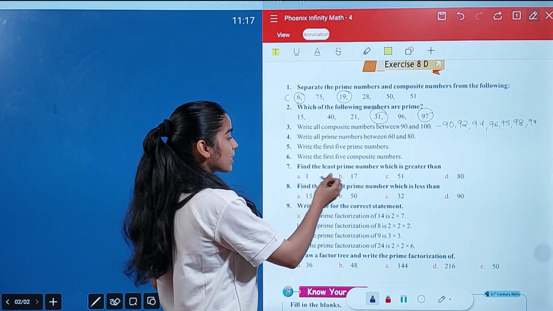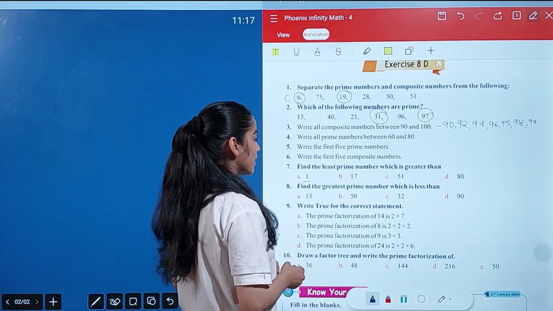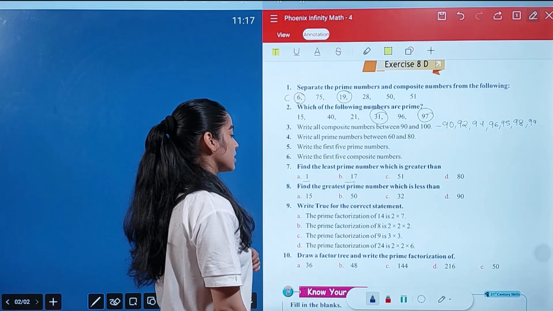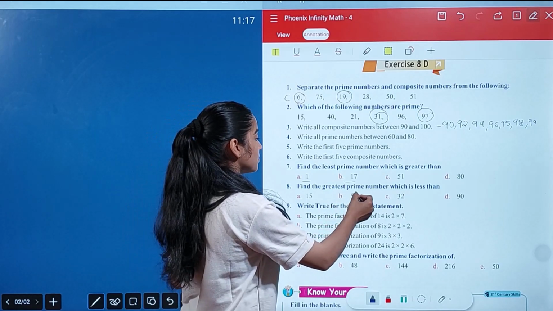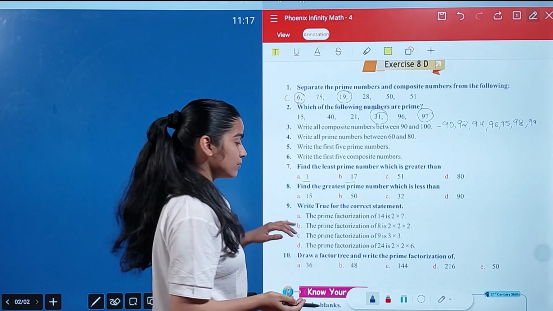Now find the least prime number which is greater than 1. So greater than 1 we have 2, greater than 17 we have 19. So in such a way you can write the answers. Find the greatest prime number which is less than. So in this case we have to do the vice versa.